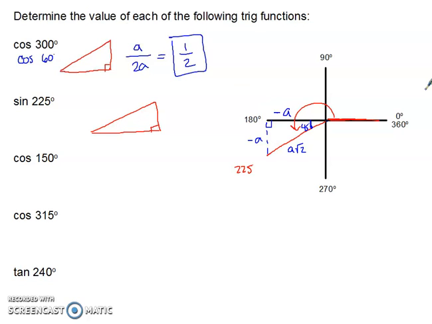Sine is opposite over hypotenuse, so my opposite leg is negative a, and my hypotenuse is a square root of 2, which simplifies to negative 1 over the square root of 2. Go ahead and pause the video and see if you can finish those next 3 on your own.